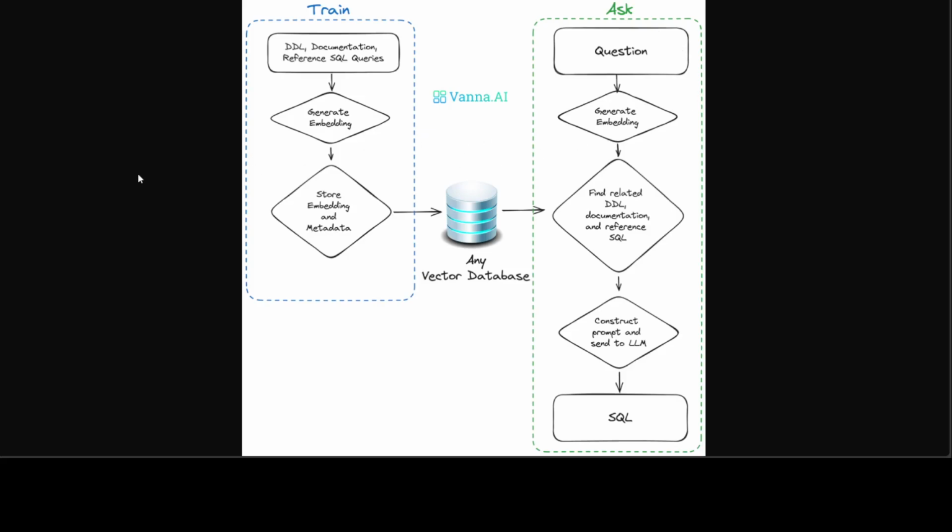If you drill down a bit more into these train and ask steps of Vanna, on the left hand side we have train, where we just give the model our data definition language statements, which are used to create table, alter table, that sort of stuff. And you can give it your SQL documentation reference. From there, it converts it into numerical representations or embeddings, and then stores embeddings and metadata into your vector store. And then after storing it into the vector store, on the right hand side, whenever a natural language question is asked, that question first gets converted into a numerical representation. And then from the left, it finds similar related DDL and reference SQL. It generates a prompt, and then you can use that prompt to apply it on your destination database.